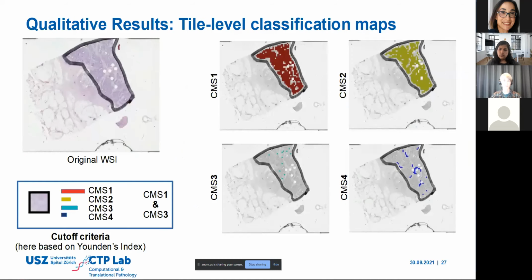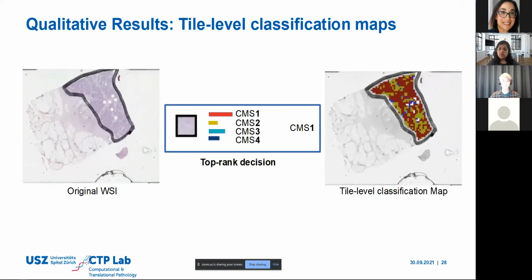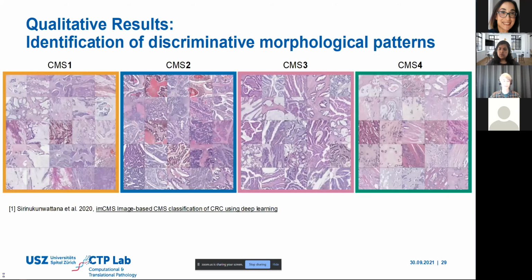And here I would like to show you some visualization. Since the predictions are made at the tile level, we can then map them over an image and get an insight into how the model makes predictions and where the information comes from. So here you have an example where the model predicts two subtypes over the image, CMS1 and CMS2.